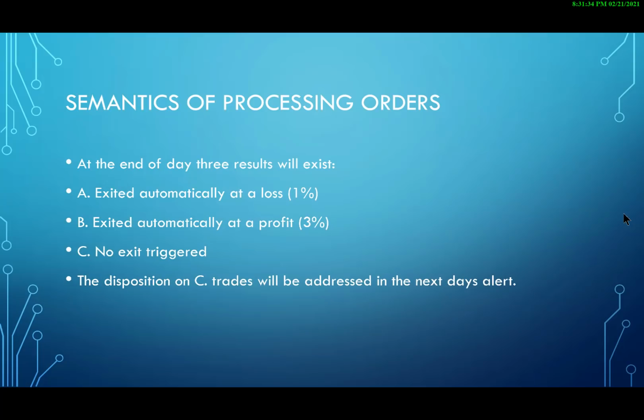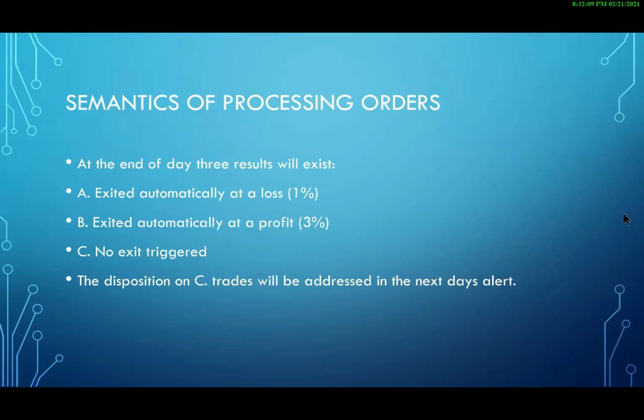But the reality is that at the end of each day, number C, no exit triggered. There will be a few of these. We might have 10 positions on, 9 positions on, 13 positions on. At the end of the day, of those 9 or 10 core positions, maybe we've got 5 or 6 that exited at a loss, maybe 1 that exited at a profit, but some of them are still sitting in there, okay? So what is going to be the disposition of those C trades? Well, that'll be addressed in the very next day's trade alert.